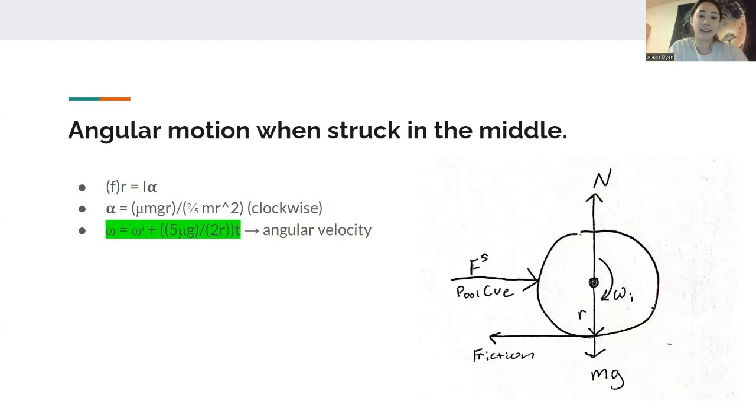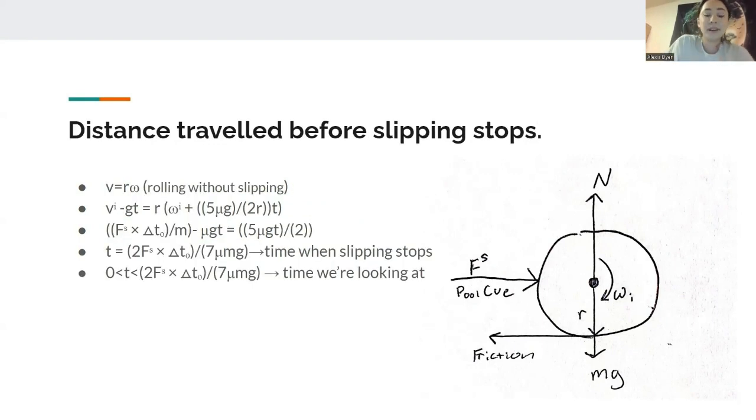And with that, we can find the angular motion, that angular velocity, and that's going to be that our angular velocity is equal to our initial angular velocity plus 5 times our friction constant times gravity divided by 2 radius times time. And now that we have that motion set out there, we can look at how far the ball is going to travel before slipping stops, before motion becomes nice, perfect rotational motion.